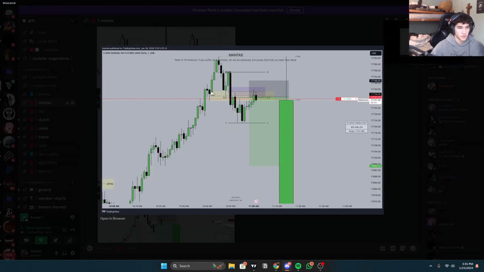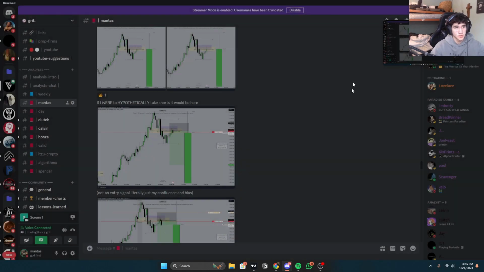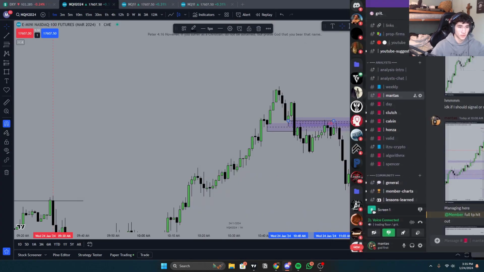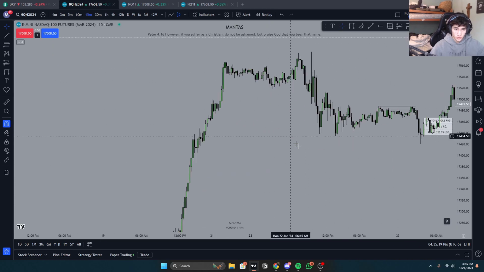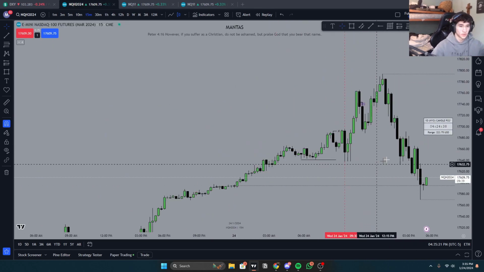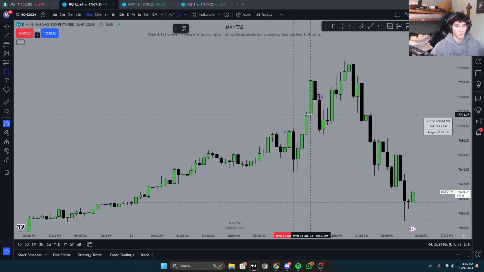If I were to take shorts, it'd be here. Change in state of delivery, this order block getting tapped into. And what was I targeting? My target was a 15-minute fair value gap, and I want to see the prominent one get filled. We're going to go over there right now. Hop on the 15-minute, and this is the one that got filled.